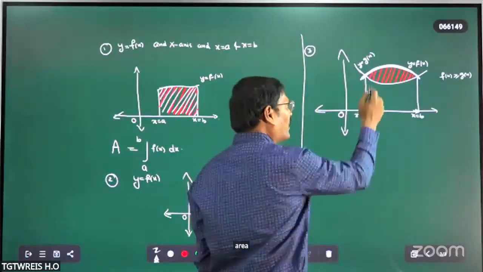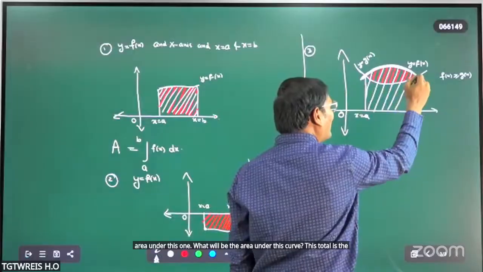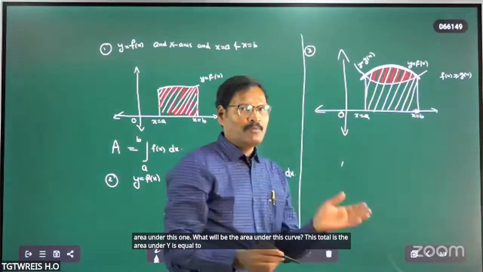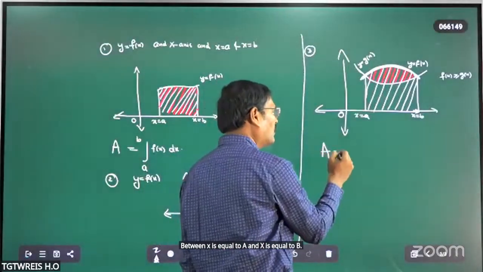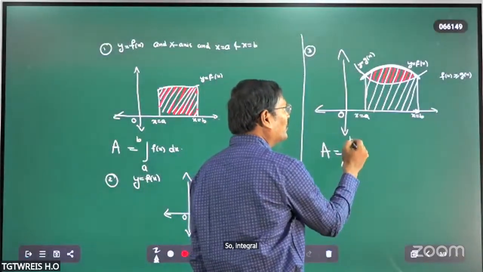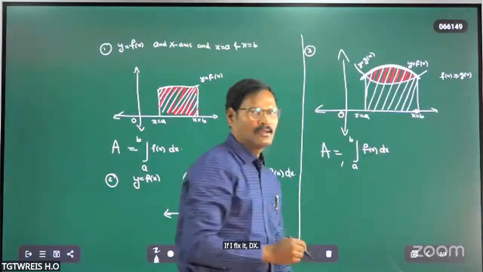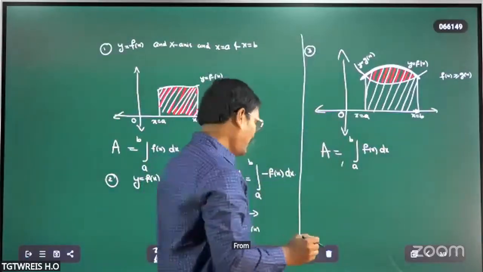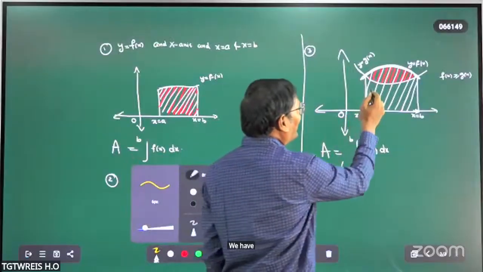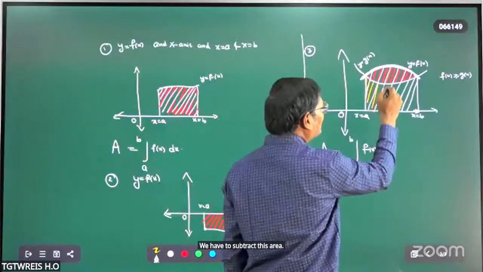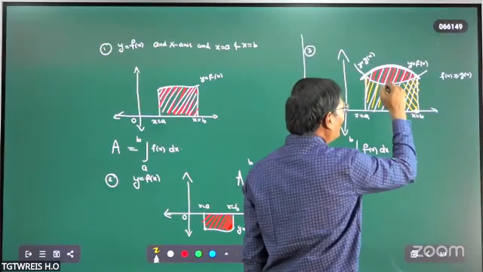What will be the area under this curve? This total is the area under y is equal to f of x between x is equal to a and x is equal to b. So integral a to b f of x dx. From this total area, we have to subtract this area.